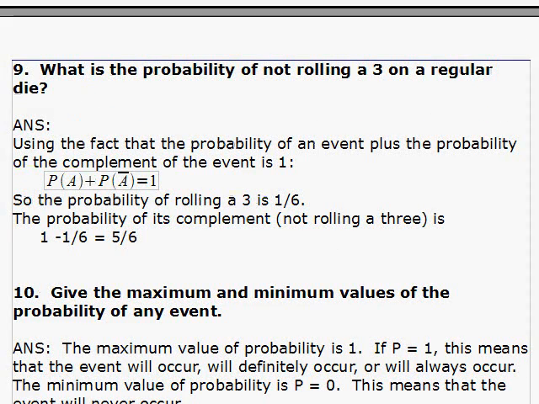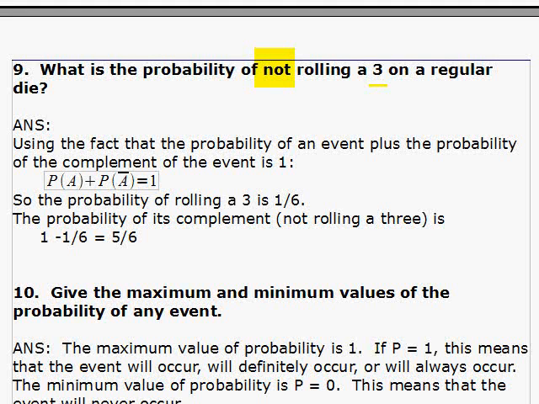In this problem, you need to compute the probability of not rolling a 3 on a regular 6-sided die. Well, if you don't roll a 3, that means you roll either a 1, 2, 4, 5, or 6. The long way is to compute the probability of rolling any of those. But an easier way when you have a "not" in there is to compute the probability of rolling the 3 and then use the idea of complement.